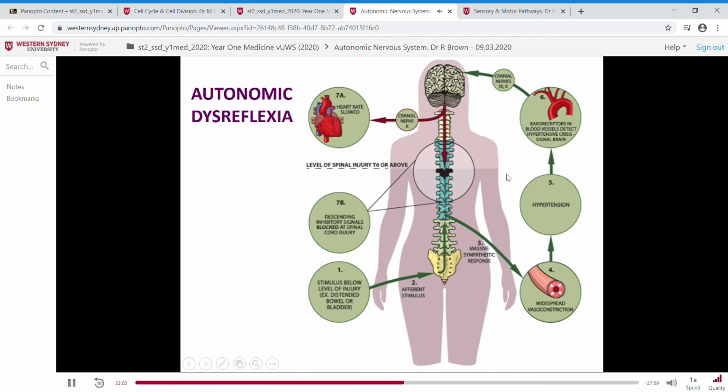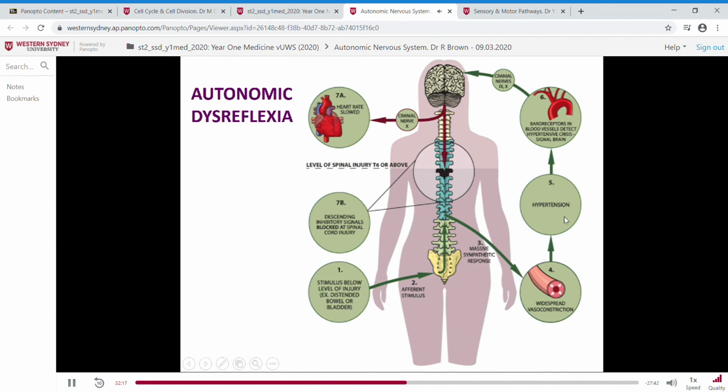So there's a reflex activation. The body goes, oh my God, something's going wrong. Vasoconstrict, causes the hypertension. And then the baroreceptors in the blood vessels detect this hypertension, okay?